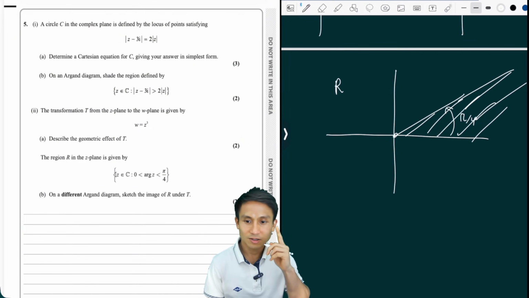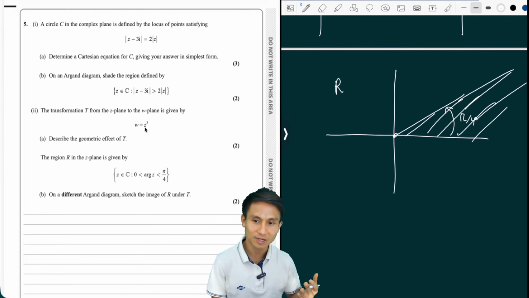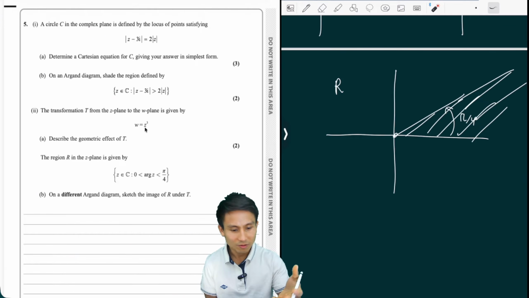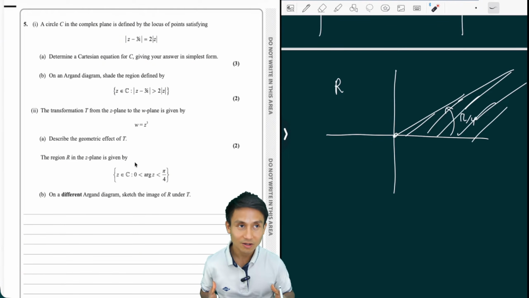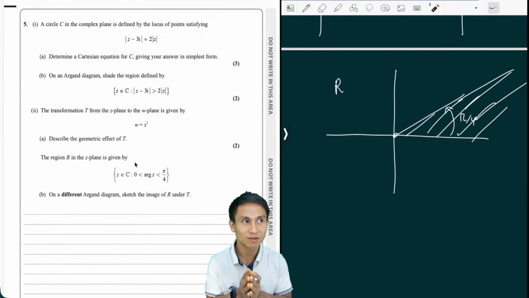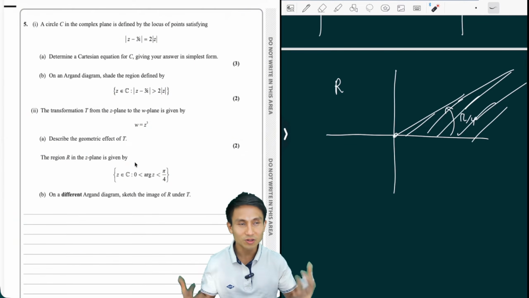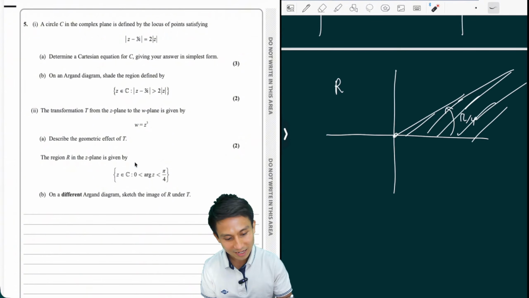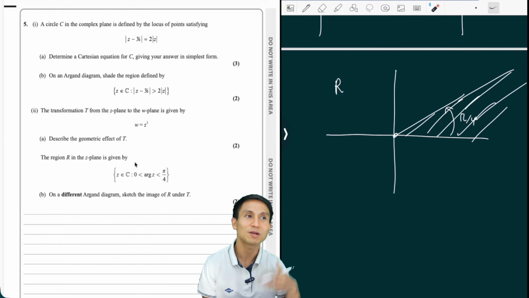But sketch the image of R under T. So if we want to sketch this under the transformation W equals Z cubed, the modulus here isn't affected, because if you go back to the answer to part A, we said that the modulus will be cubed, and the argument will be multiplied by 3. But this is about the region, right? So the only thing that is practically affected here is the argument. So instead of pi over 4, we're going to multiply the argument by 3.